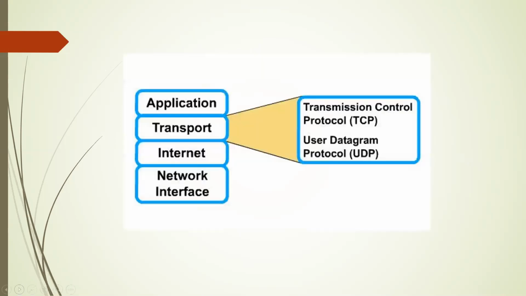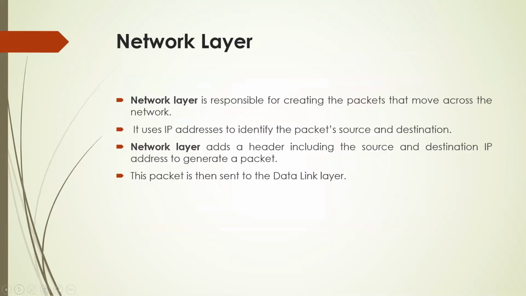Let us look. This is the diagrammatic representation which I have already explained, TCP and UDP. Now, what is the next layer? Next layer is network layer. What is the job of this network layer? Can anyone tell what is the job of this network layer?